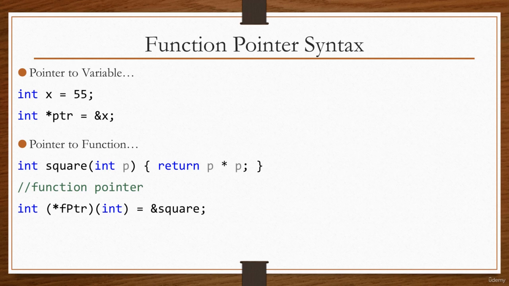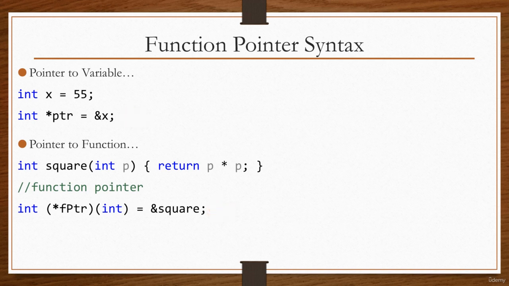Next, we have the function and the function pointer from the previous example. Notice we can also prefix the function name with the address of operator, but we don't have to since the function is implicitly converted to a function pointer if needed. The goal of this slide is to show the similarities between a pointer to a variable and a pointer to a function. Hopefully this comparison will make the syntax easier to remember.